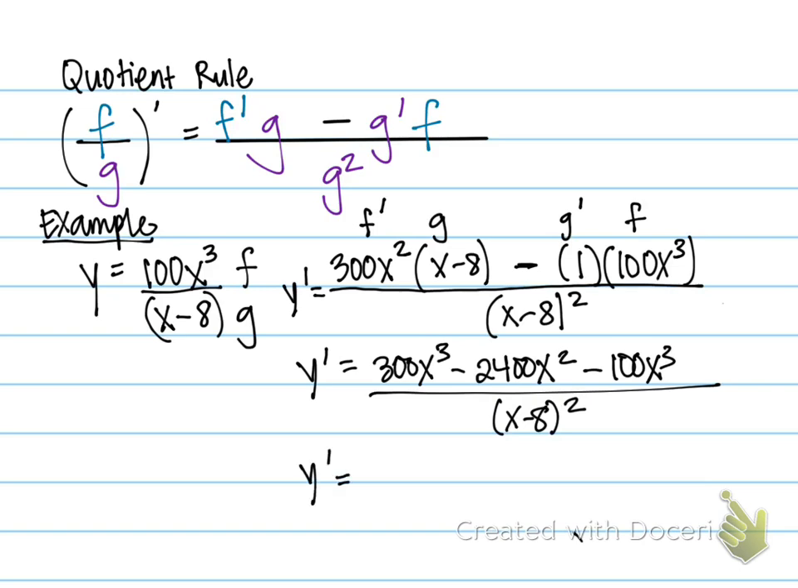And then further, you would cancel out the top, or not cancel, but combine like terms. And then the bottom is x minus 8 squared.